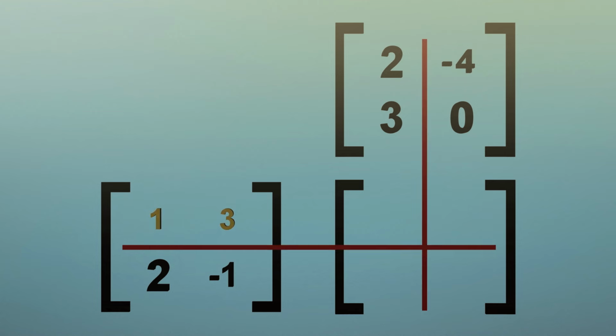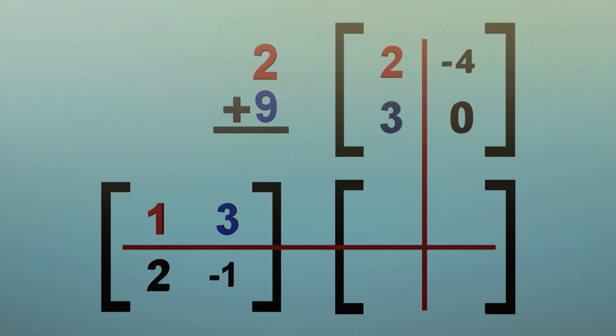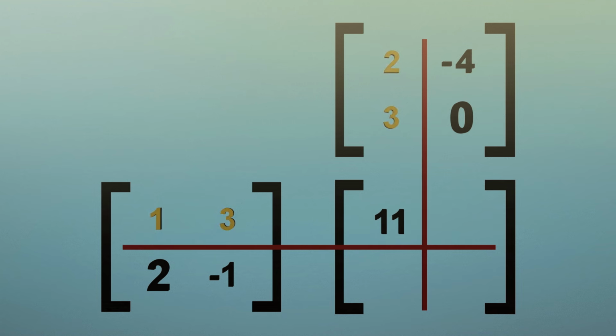Now, look at the first row of the first matrix and the first column of the second matrix. See how there's 2 numbers in each? Multiply the first number in the row by the first number in the column. 1 times 2 is 2. Now do the next ones. 3 times 3 is 9. Now add them up. 2 plus 9 is 11. Let's put that number in the top left position so that it matches up with the rows and columns we used to get it. See how that works?